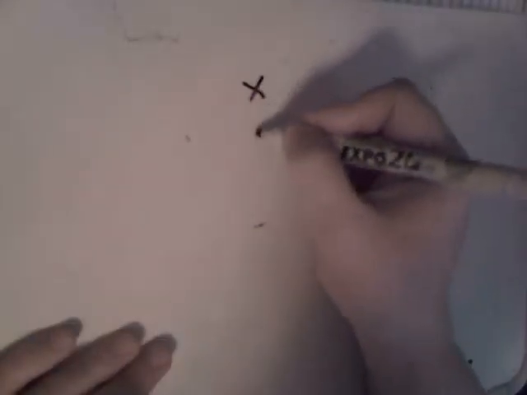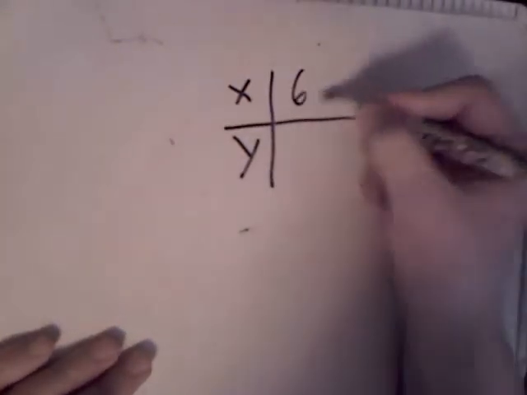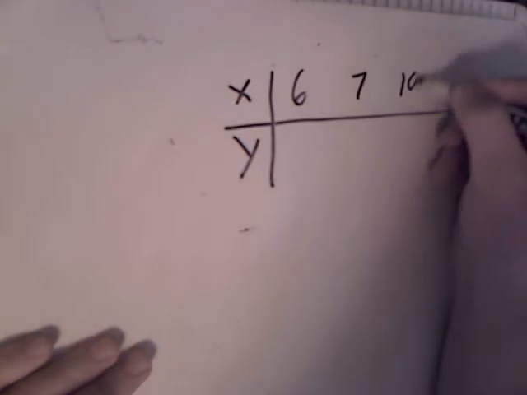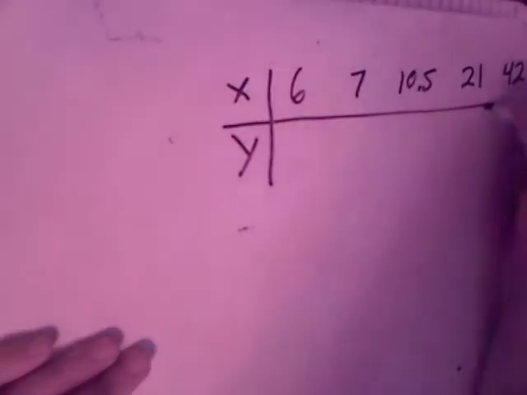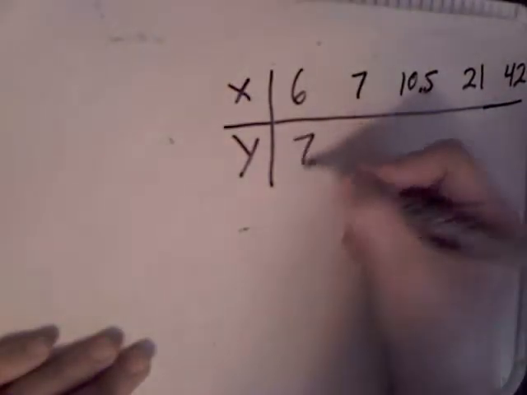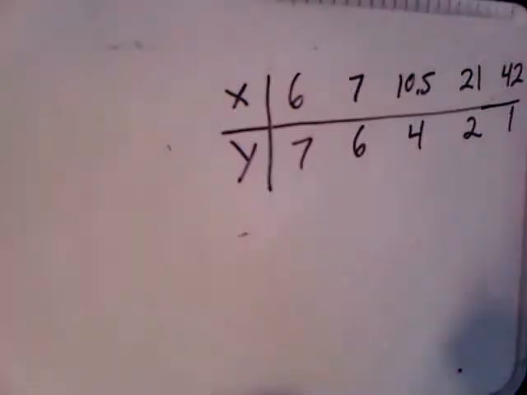Let's take a look at an example of a set of numbers that vary inversely. We're going to have the x numbers and the y numbers. The x numbers are 6, 7, 10.5, 21, and 42. The y numbers are 7, 6, 4, 2, and 1.